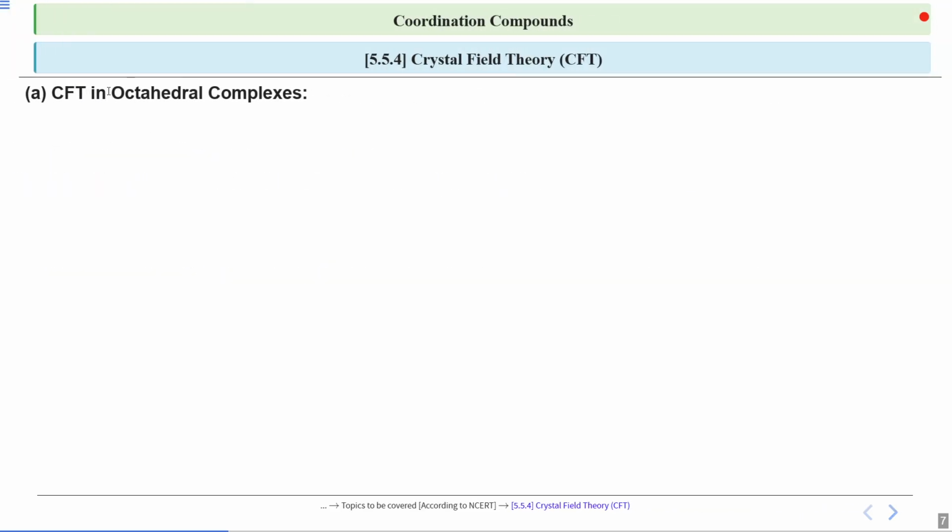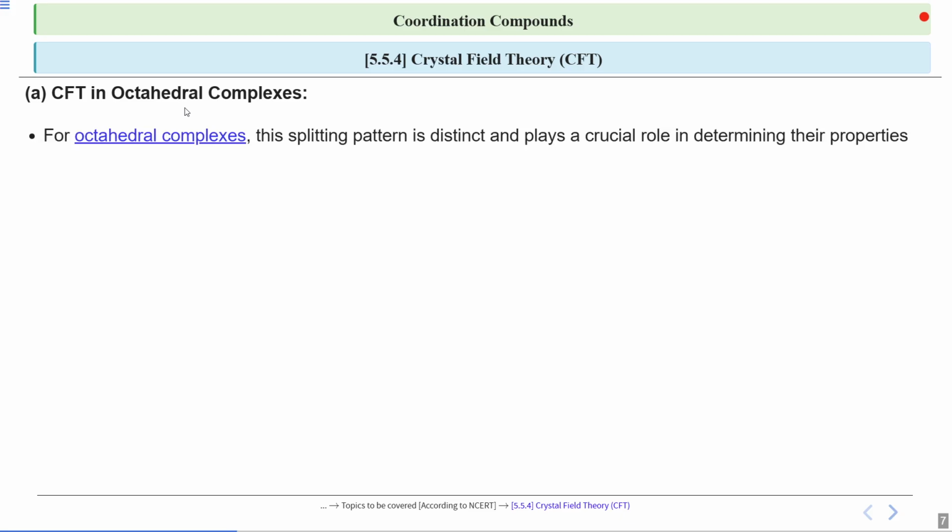Now, let's talk about the first part under the crystal field theory, which is the octahedral complexes. How do you see the crystal field theory in the octahedral complexes? For the octahedral complexes, the splitting pattern is distinct and plays a crucial role in determining their properties. How the d orbital is splitting, this pattern of splitting is very different in the octahedral complex, and that is also going to play a very important role in determining the properties of that complex.